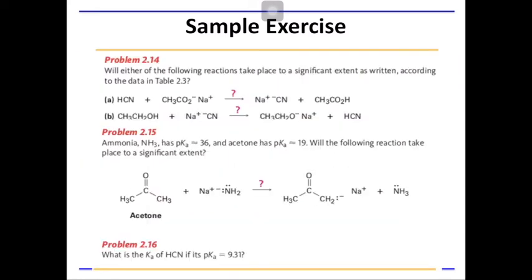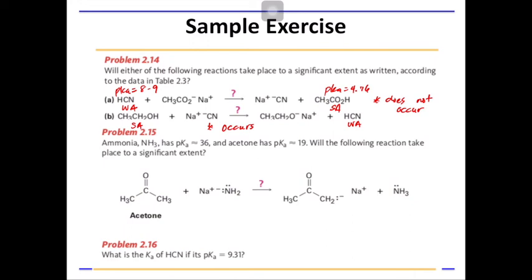Will either of the following reactions take place to a significant extent as written according to the data in the table? Let's examine the following. Hydrocyanic acid has a pKa of around 8 or 9, and acetic acid has a pKa of 4.76. So basically, you have a weaker acid producing a stronger acid. So this one does not occur. How about the other way around? You have a stronger acid and you have a weaker acid. This one occurs.